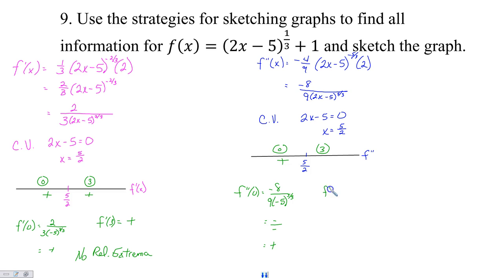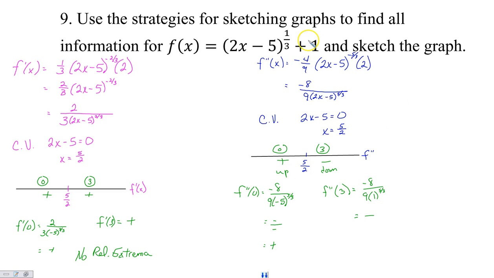The second derivative at 3 is still going to have a -8 in the numerator, a 9, and then in the denominator, it's going to have 6 minus 5, which is a positive 1. It doesn't really matter what power we raise that to. I'm going to get a negative number. So it is concave up on this interval and concave down on this interval.